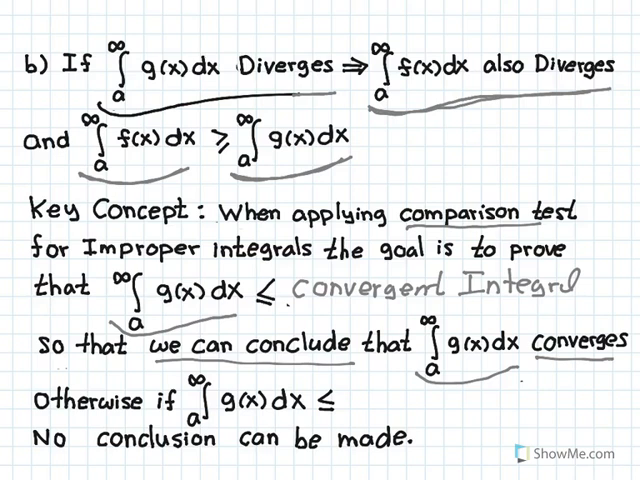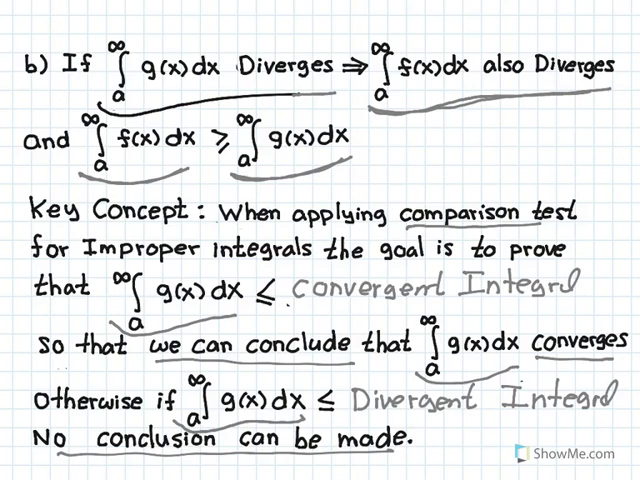Otherwise, if we prove that the integral from a to infinity g of x dx is less than or equal to a divergent integral, no conclusion can be made. Because when an integral is less than infinity, we can't say anything about its value. So we can't make any conclusion in this scenario. So key concept. When you do a comparison, make the integral either less than a convergent integral, or, as we'll see in the following page, make it larger than a divergent integral.